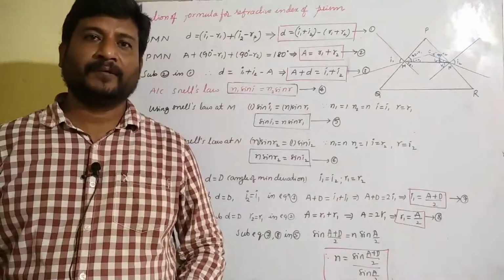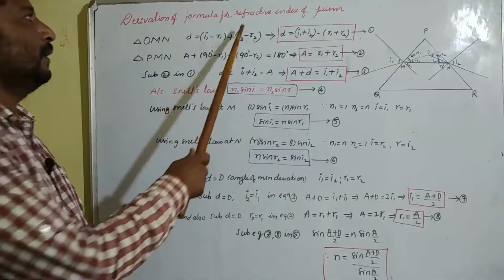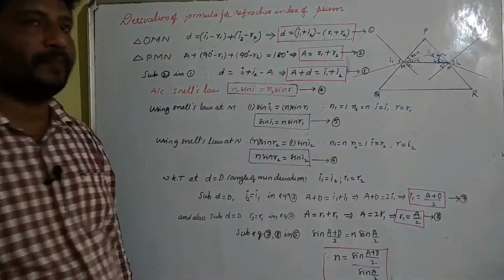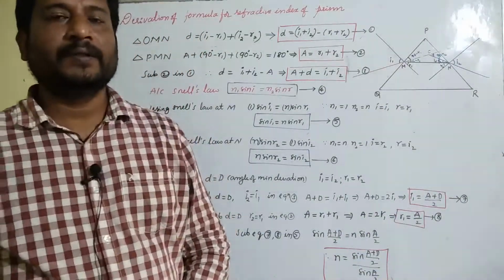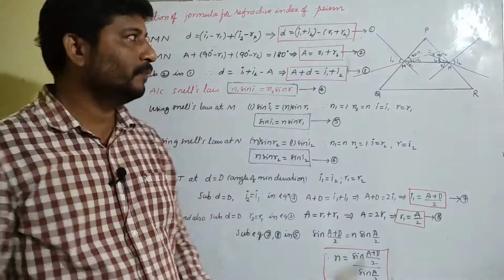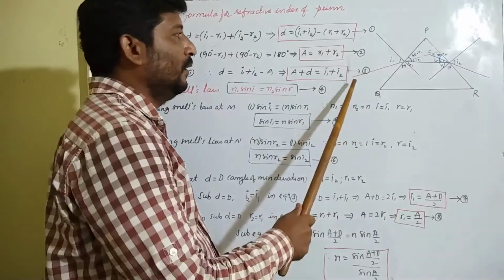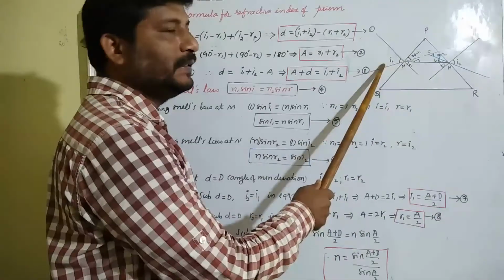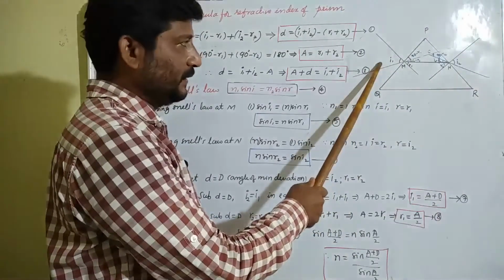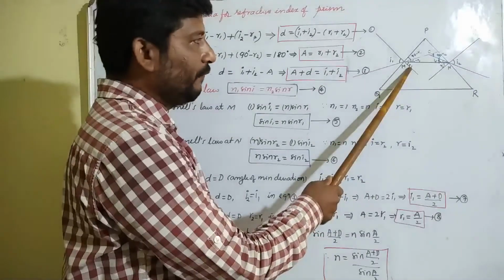Hello children, today we are going to derive the formula of refractive index of prism. This is the outline of the triangular base of the prism PQR. This is the incident ray, this is the normal, I1 is the angle of incidence, and here R1 is the angle of refraction.